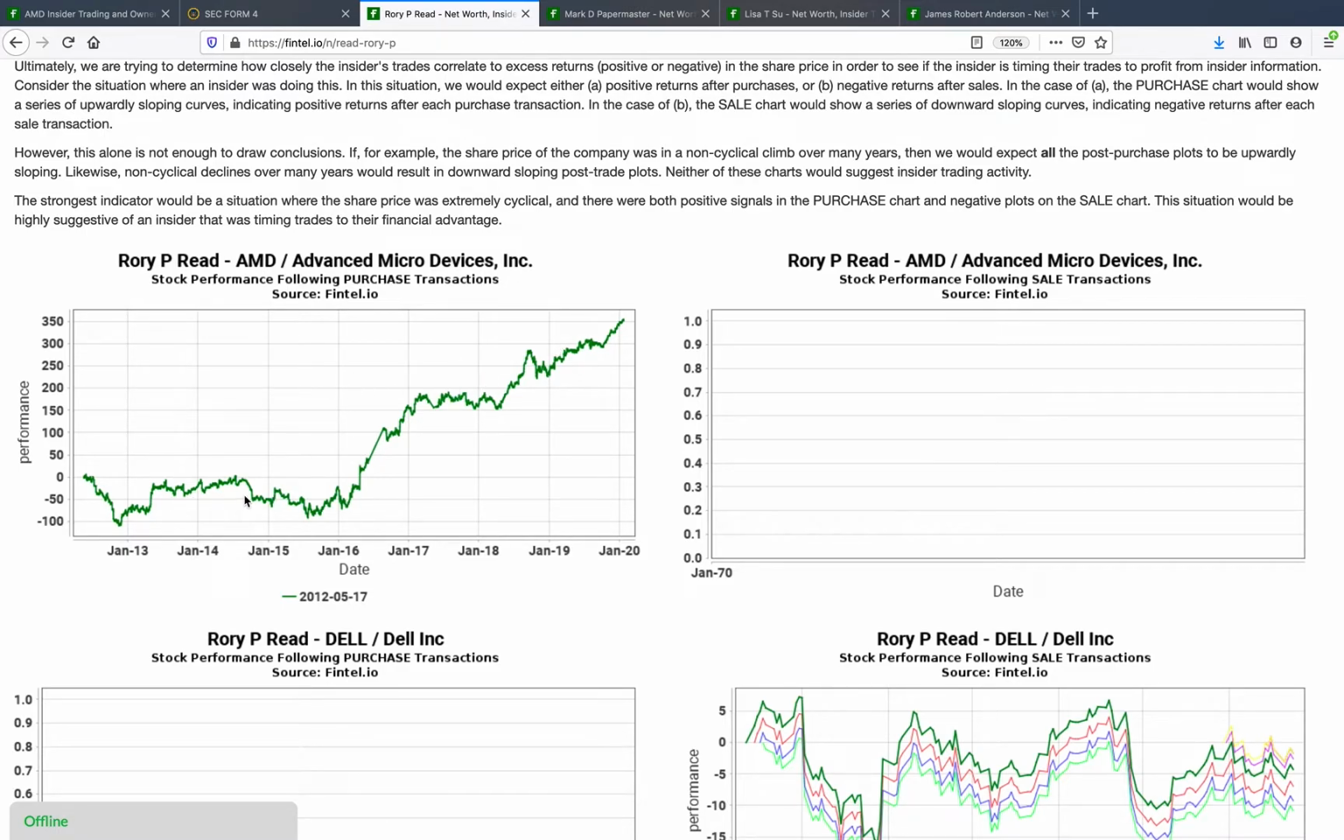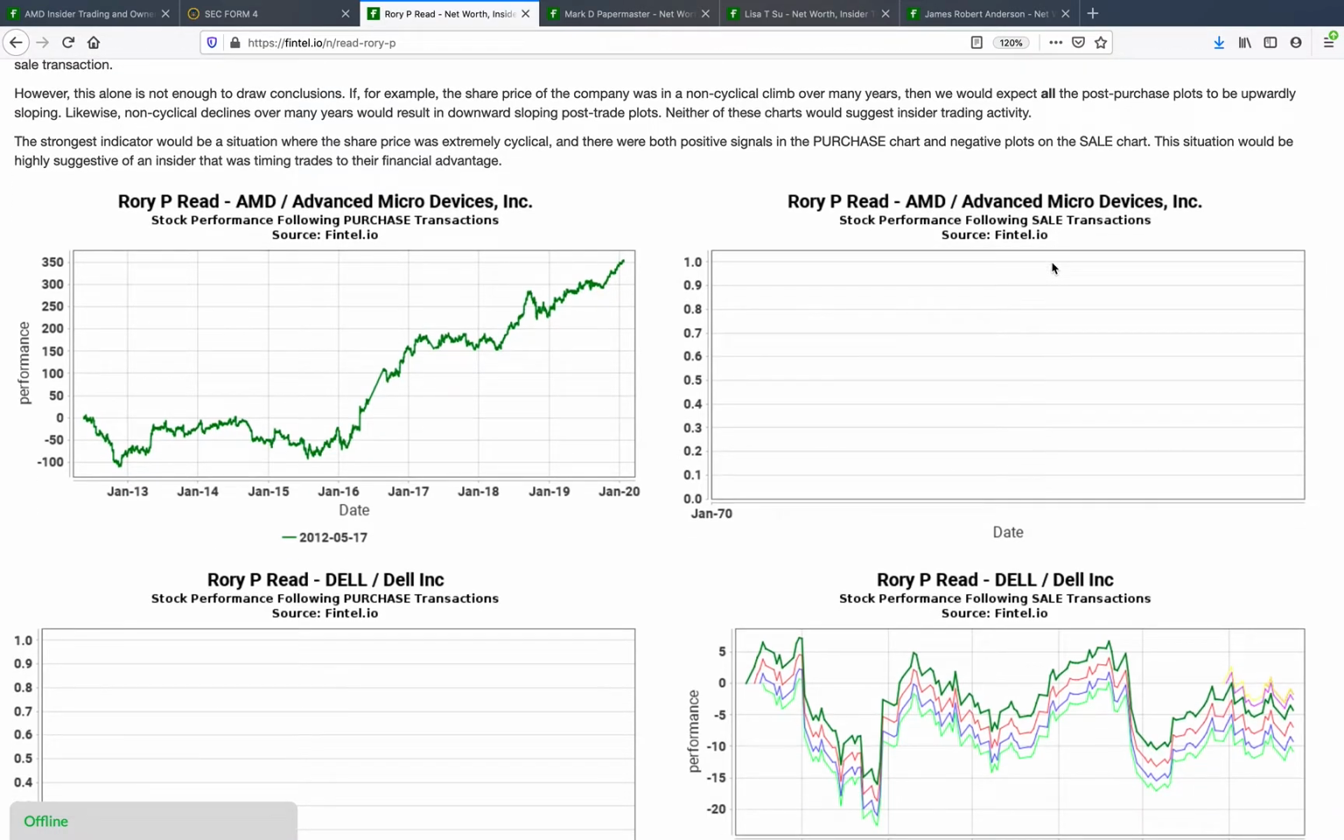Although it took almost 3 years before it really went up, so it's really kind of hard to tie some kind of hunch or inside knowledge to this particular transaction. You can see this is one transaction. Down here is the date of the transaction, and you can see it simply went up over the course of many years. Rory Reid does not have any sale transactions.